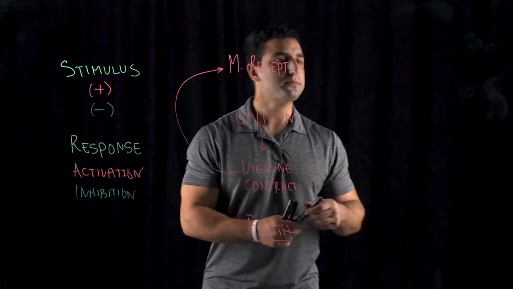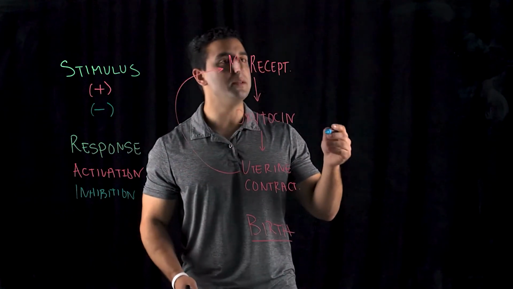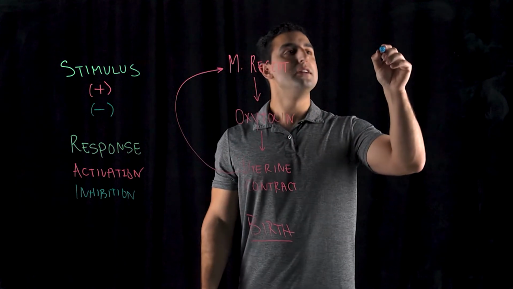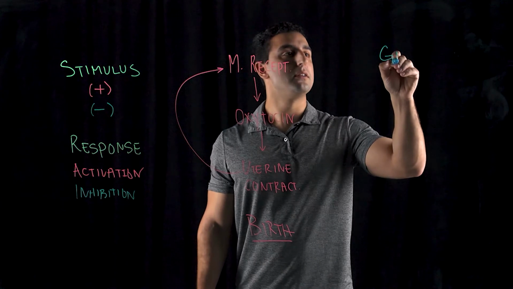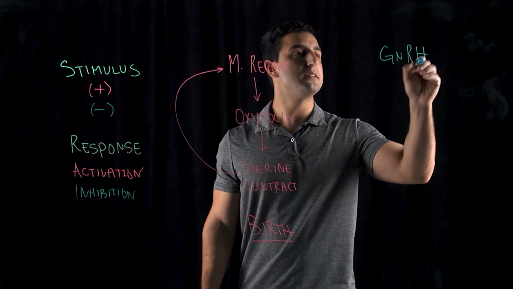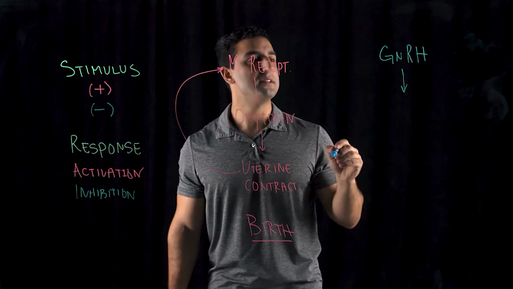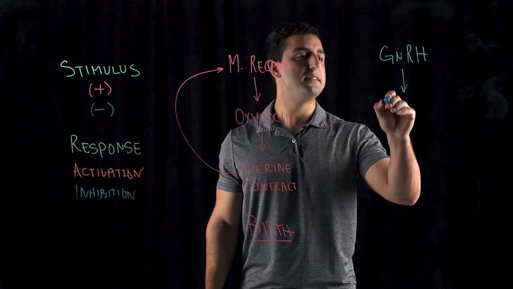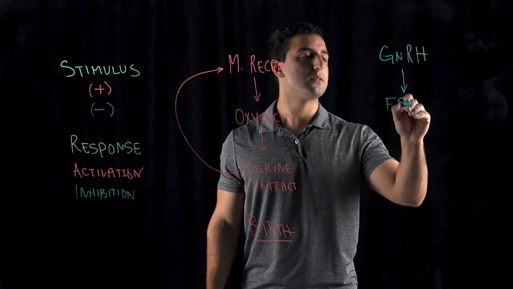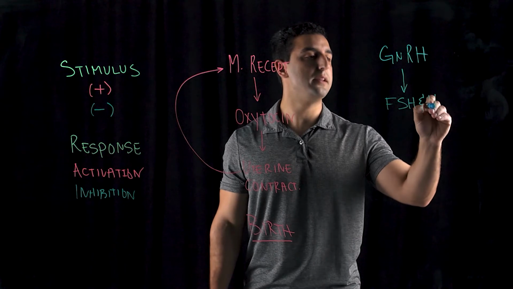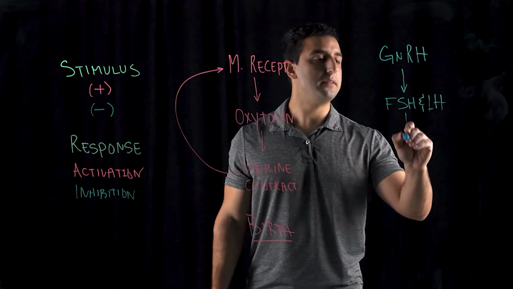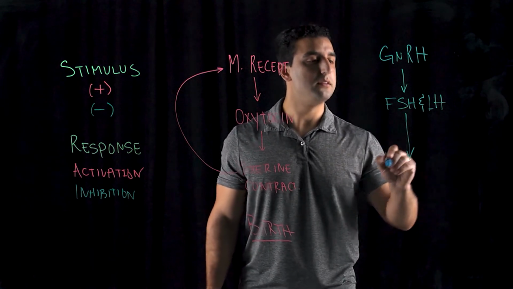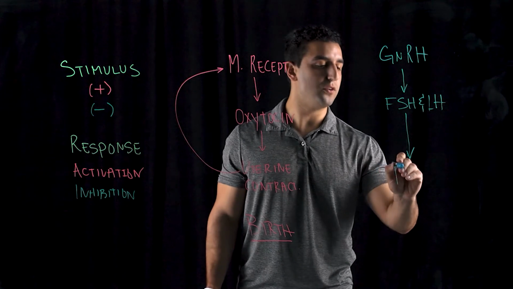A negative feedback loop is a little bit different, right? So let's look at testosterone, for example. If you remember the mechanism for testosterone: we have GnRH, gonadotropin releasing hormone, that's released from the hypothalamus, binds to the gonadotropes in the anterior pituitary, and they secrete FSH and LH, so follicle stimulating hormone and luteinizing hormone. And then eventually here, you have the release of testosterone when it binds to the gonad.